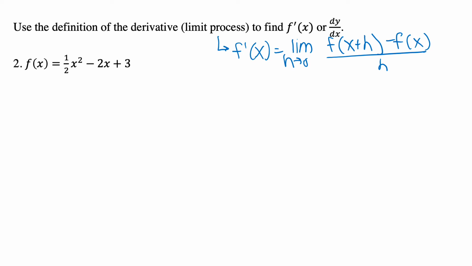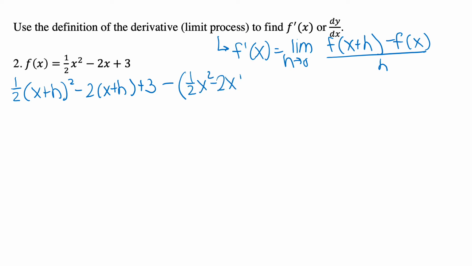So again, just like in number 1, we're still going to start by finding our difference quotient. So we have 1/2 times x plus h squared minus 2 times x plus h plus 3. Subtract our f of x, so subtract our entire function, 1/2 x squared minus 2x plus 3, and that is all over h. Now we want to go ahead and simplify.